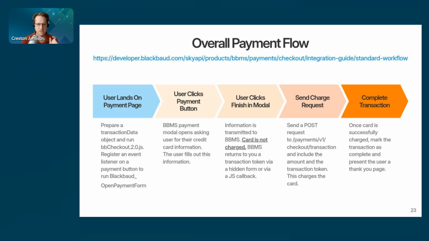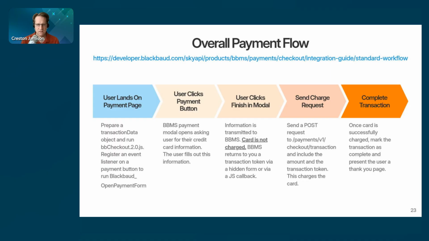So the first action that happens is a user lands on the payment page. If you remember what I discussed, how Advanced Inform works, the middle page is essentially the payment page. So when they land there, this is what happens or needs to happen with regard to a Blackbaud checkout experience. So first, you need to prepare transaction data object with some required values and run bbcheckout 2.0.js. And we're going to show the details later. This is just a brief overview. And then you register an event listener on some type of payment button to run Blackbaud Open Payment Form. So it basically sets the stage on this page.